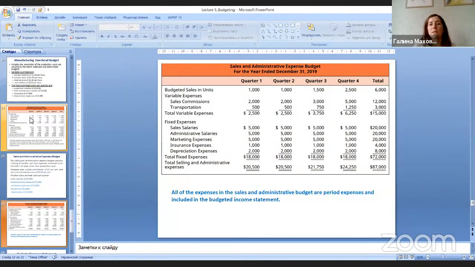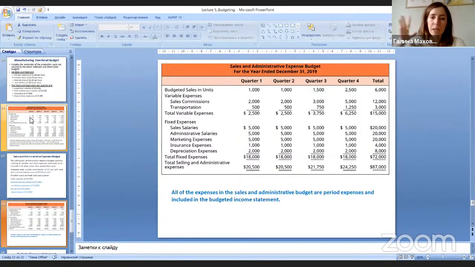And here you can see the sales and administrative expense budget. So the variable part of this budget depends on the quantity of products, and because we discuss sales costs, we use the quantity of product of sales, not of production, but sales. You can see that we use here budgeted sales 1,000 and 1,500 and 2,500 and total 6,000. So it's a sales output. Variable expenses depend on this quantity. We calculate sales commission, then transportation, and we got total variable expenses. And fixed expenses stay the same, they don't depend on quantity, and every quarter it's $18,000. And we have total selling and administrative expenses.